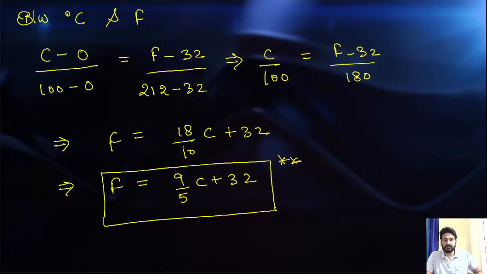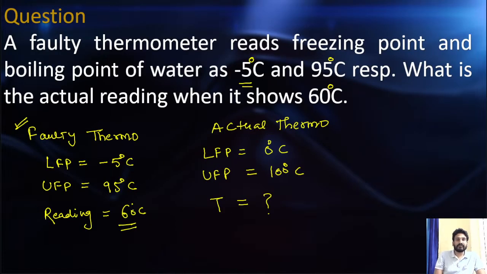Okay, so we have discussed a conversion between degree Fahrenheit and degree Celsius. This is my conversion formula, that is F is equal to 9/5 C plus 32, right? Is it clear to you? Okay, no worry. After that, we have done a faulty thermometer problem, right?